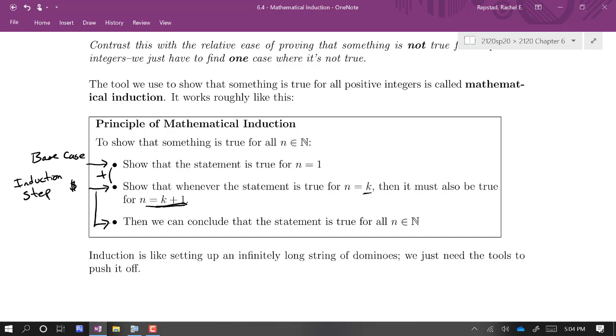It's like setting up an infinitely long string of dominoes. Because if we've established this induction step in the middle, then because it's true for 1, the induction step tells us it must be true for 2. And because it's true for 2, the induction step tells us that it must be true for 3, and so on. It just goes forever and ever.